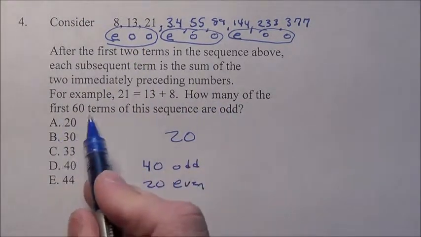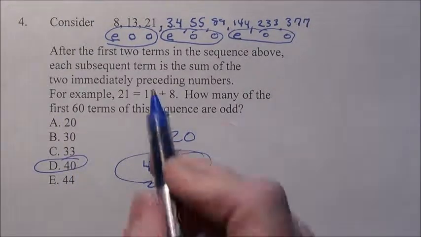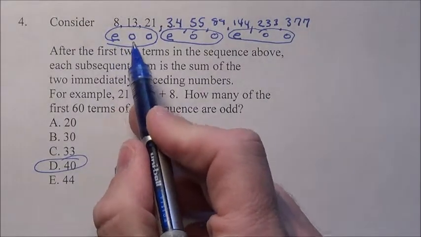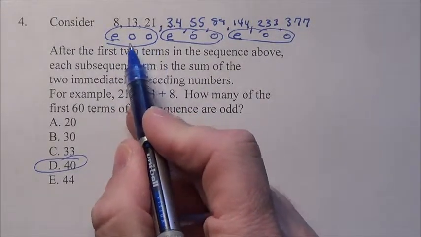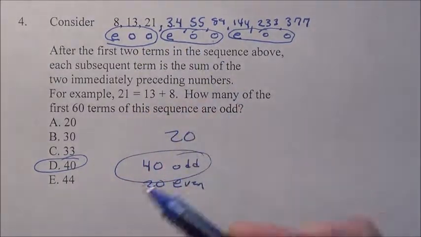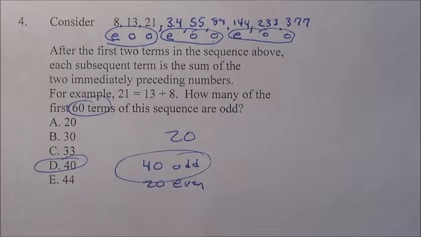So it says, how many of the first 60 terms of the sequence are odd? 40 of them. Choice D. We just have to notice the pattern going on there. And once you go, oh, even plus an odd is odd, and odd plus odd is even, you start to pick up on that: odd, even, odd, odd. You know when they ask you for something, especially when they say 60 terms, you've got to be thinking, hey, there's got to be a pattern here. Let me try and figure it out. And that's exactly what we did. Problem 4, the answer is D.